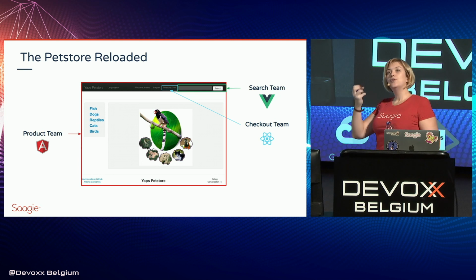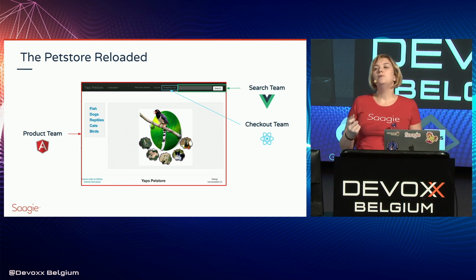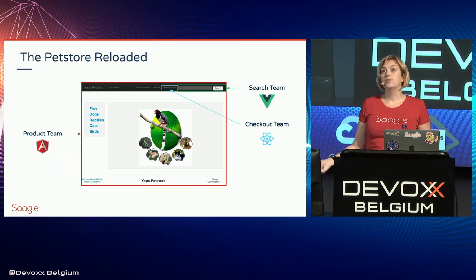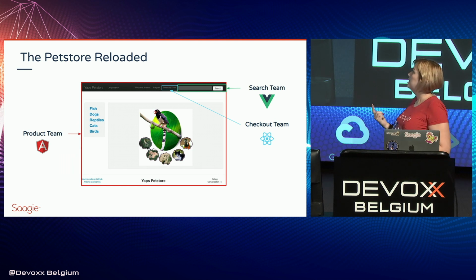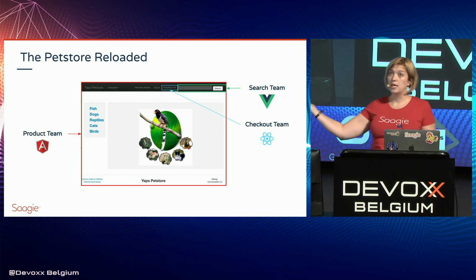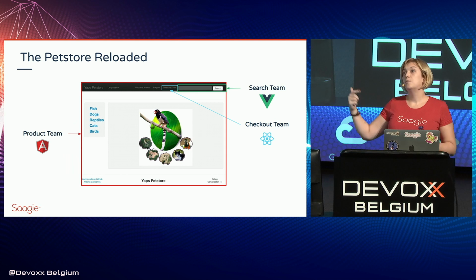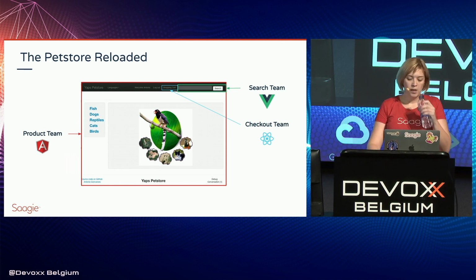And a very important idea behind Micro Frontend is that each team should be able to work with the framework they want, with the entire stack they want. So we can imagine here having the product team working in Angular, and the search team working with Vue, and the checkout team working with React, for example.